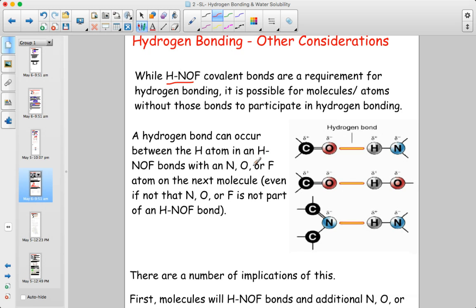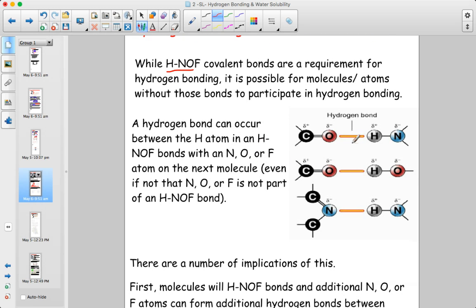And so if you have 2 different molecules, this is possible. To illustrate what I mean, over here on the right, this is one of the examples of an H-nuff bond, an N to H covalent bond. Now, over on the left, this bond is not an H-nuff bond. It's just a C to O bond. It's a polar bond, but it's not a covalent bond that could lead to hydrogen bonding. However, because I have an H-nuff bond over here, you can actually form a hydrogen bond with this oxygen on the next molecule.